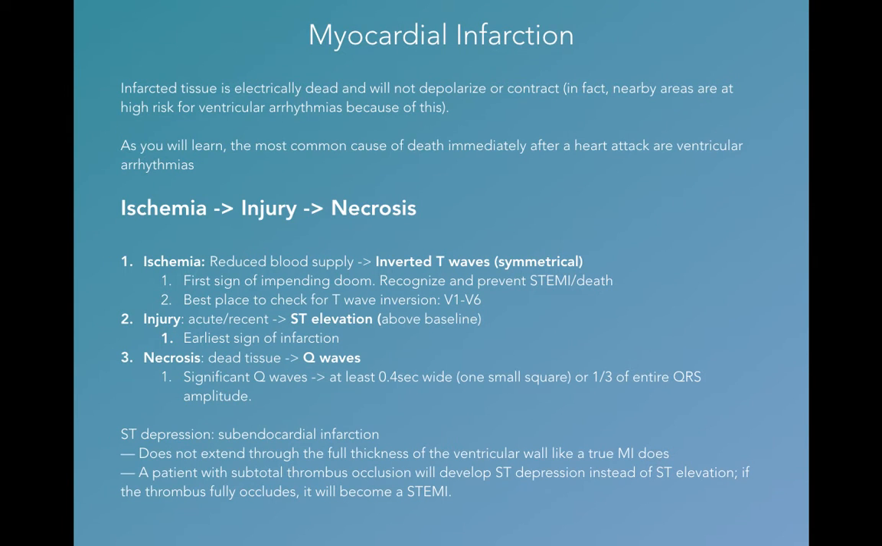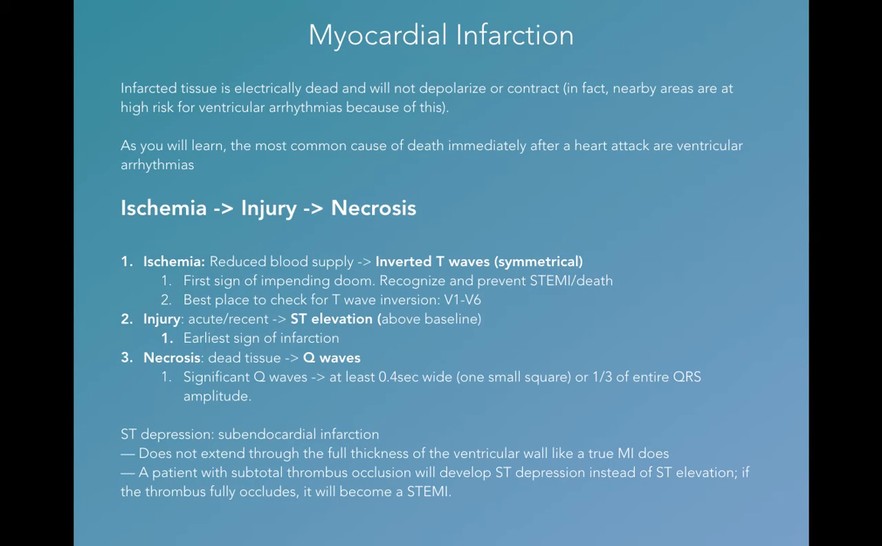And so back to MIs and the pathway: ischemia to injury to necrosis. Ischemia is the first thing that happens because of the reduced blood supply, and this is seen on an EKG very early as inverted T waves, which are symmetrical. And I wrote it's the first sign of impending doom. Maybe a little overdramatic, but it is important to recognize these inverted T waves, especially in a patient who presents with chest pain. And the best place to check for T waves are going to be in the precordial leads, V1 through V6, because those are looking right at the ventricle.